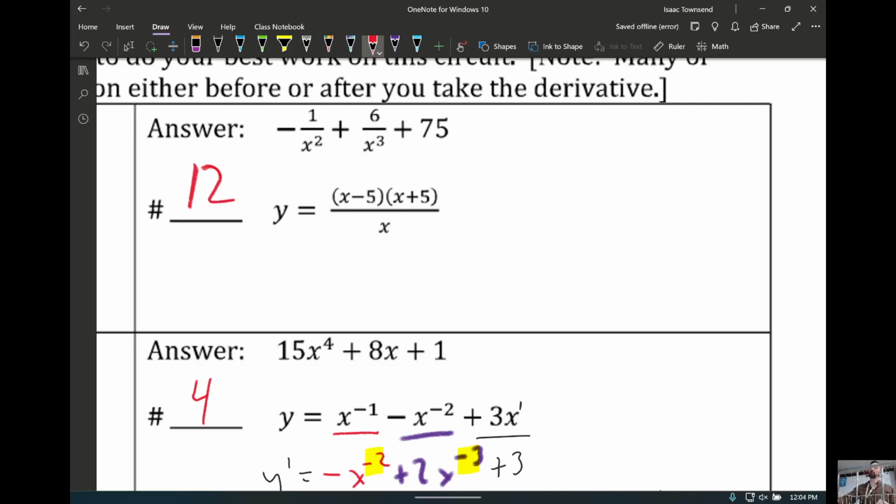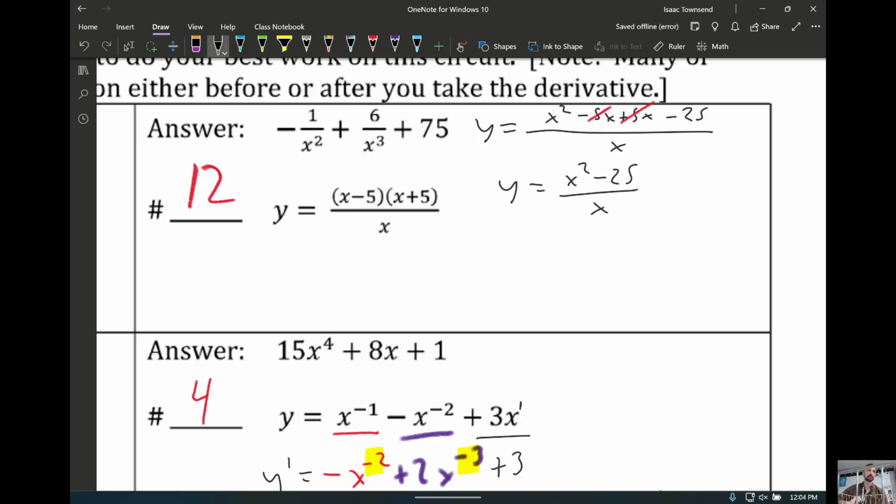Okay, what I would do for this question, again, I'm thinking unless it looks like it's ready to go for a power rule, I'm going to rewrite this some way. So one thing you could do is you could FOIL this numerator. It would end up with this, but plus 5x minus 5x is going to cancel out anyway. So you could also say the function is x squared minus 25 over x.